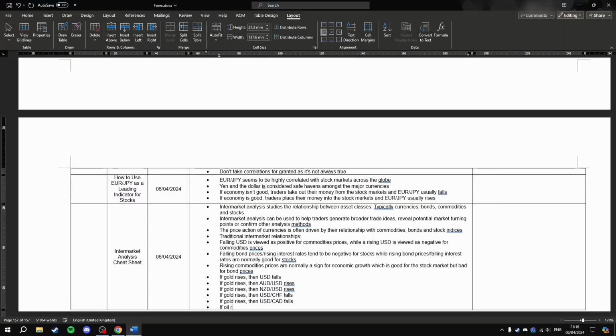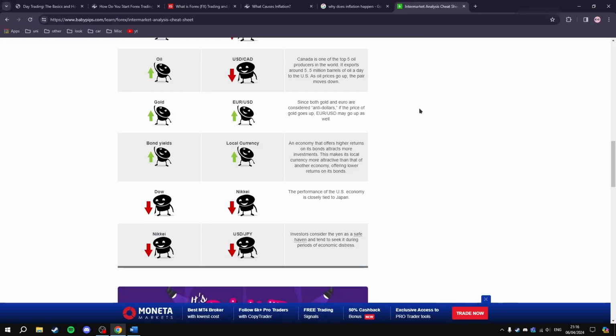If oil rises, then USD/CAD falls. Canada is one of the top 5 oil producers in the world, and it exports around 5.5 million barrels of oil a day to the US. As oil prices go up, the pair moves down.